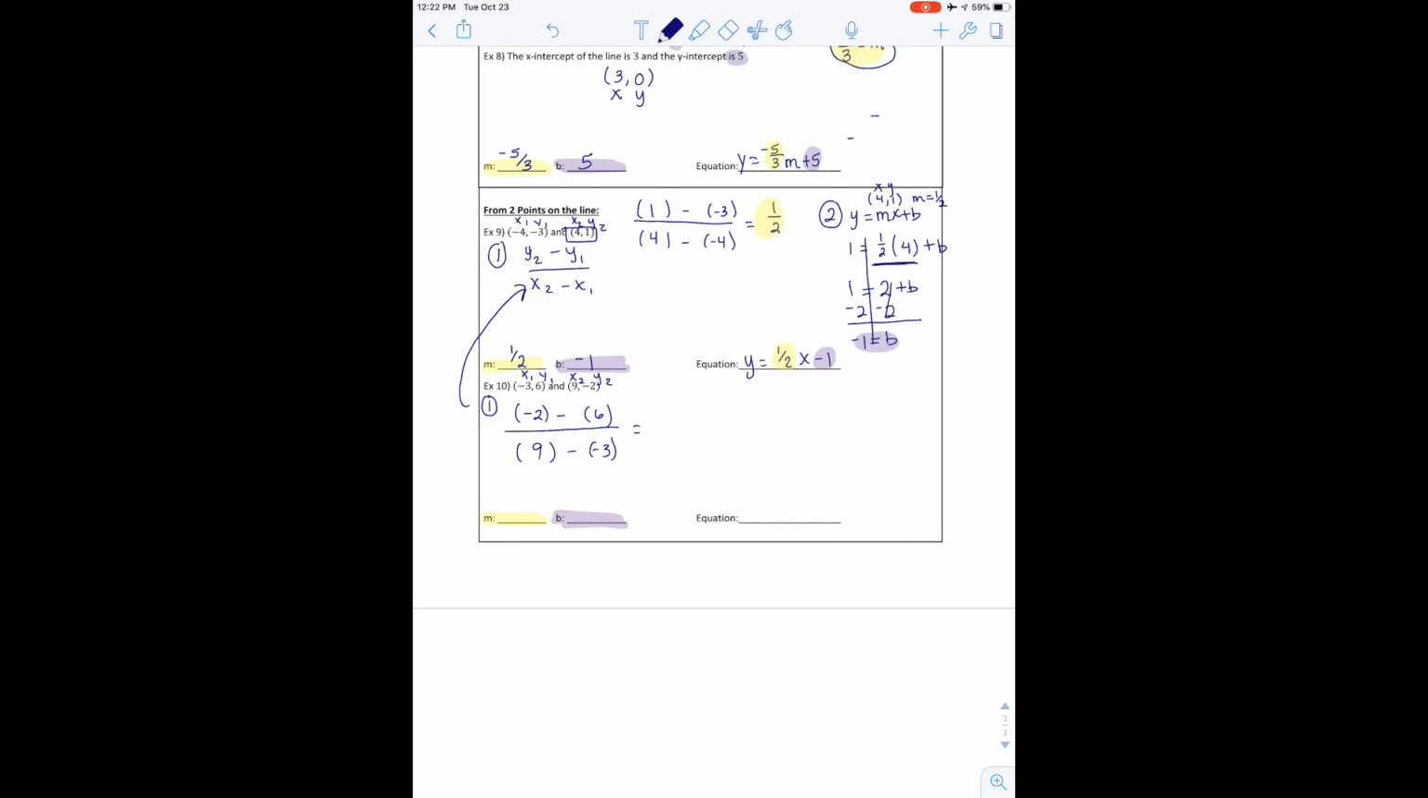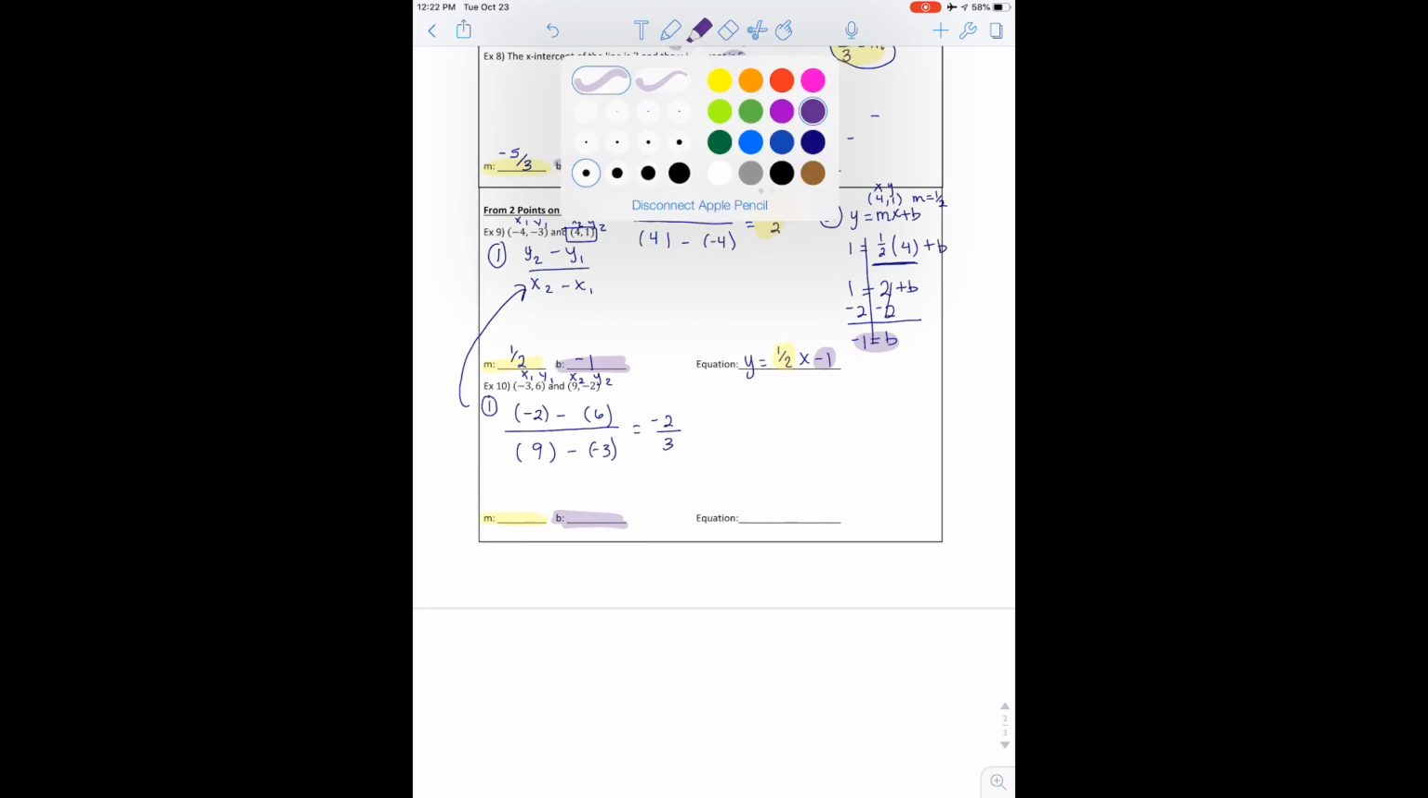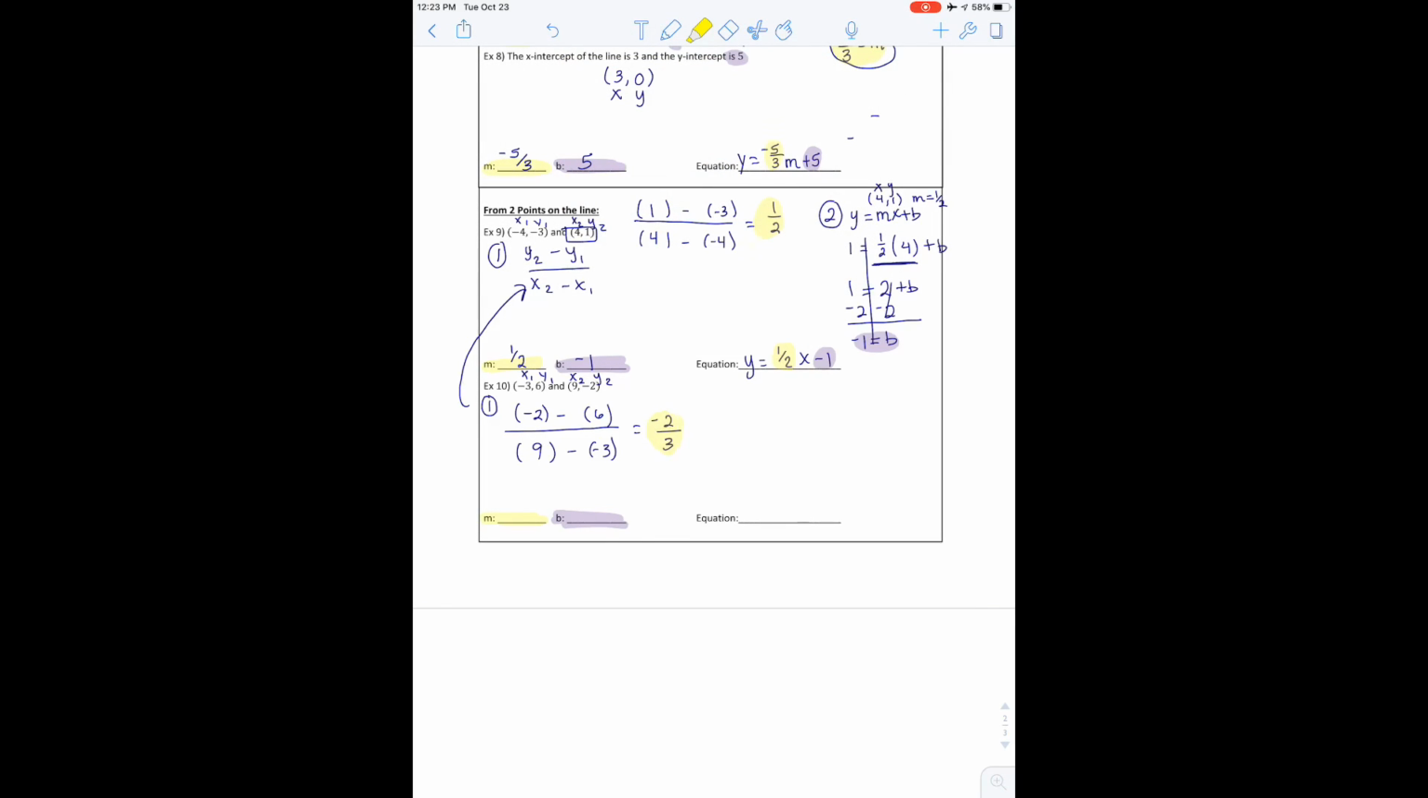All right, so I'm going to give you another minute. Type all of that into the calculator at one time. So we have -2 over 3. That is the slope because I found it using the slope formula. So my m is -2 over 3. So now I know the slope, I need to find b. So our step 2 is find b.